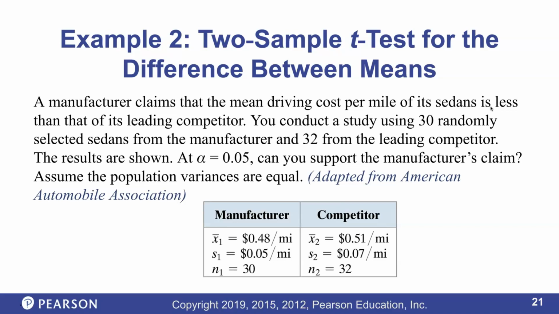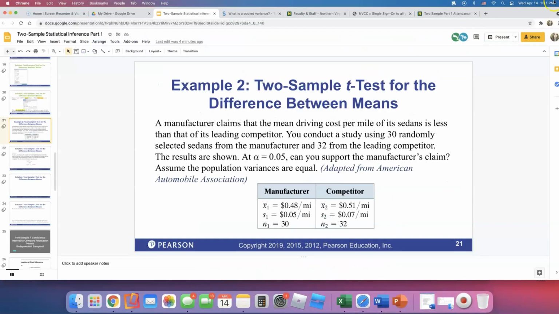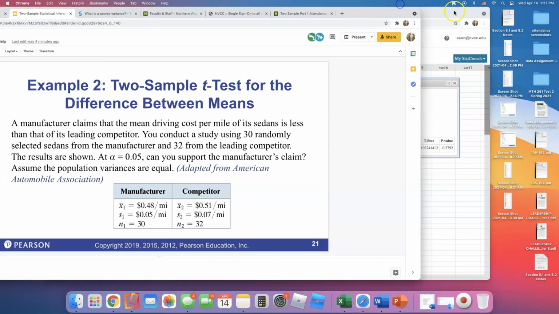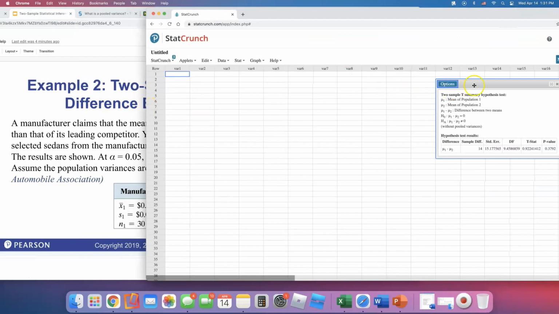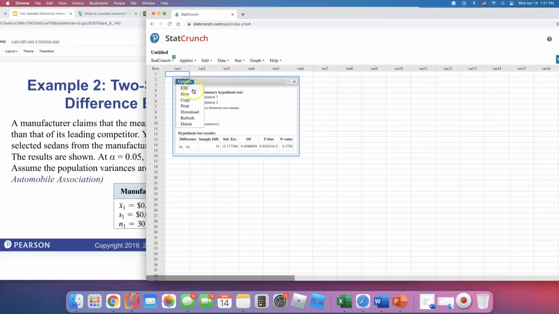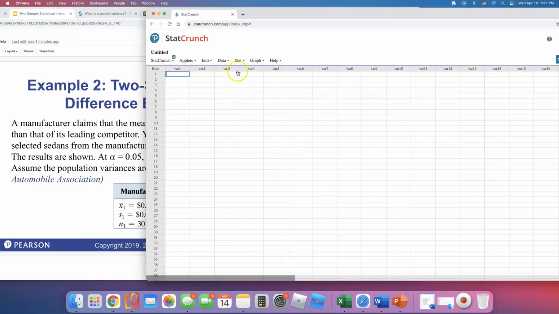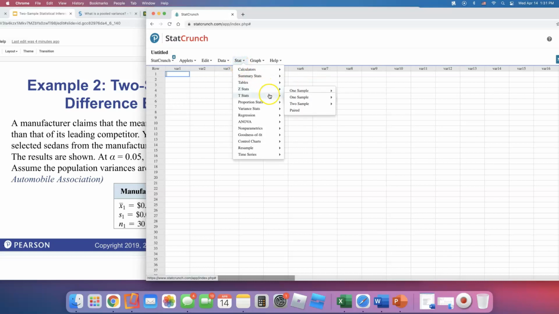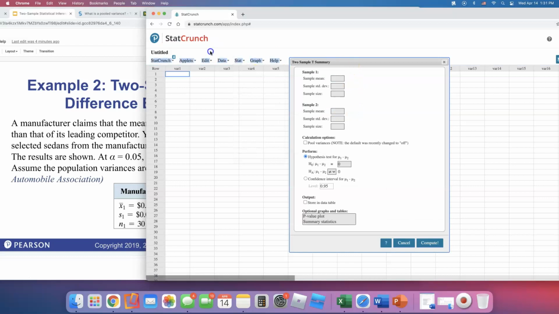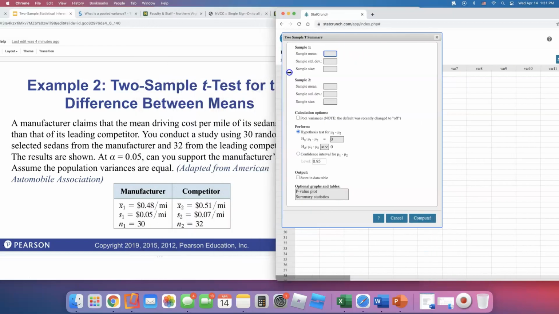You see, they're giving us x bar 1, s1, and the sample sizes. So I'm going to stop this and go to my StatCrunch. I'll start from opening it again. Stat, T Stats, Two Sample, click on With Summary. And in this summary, let's go ahead and enter those summaries in here.